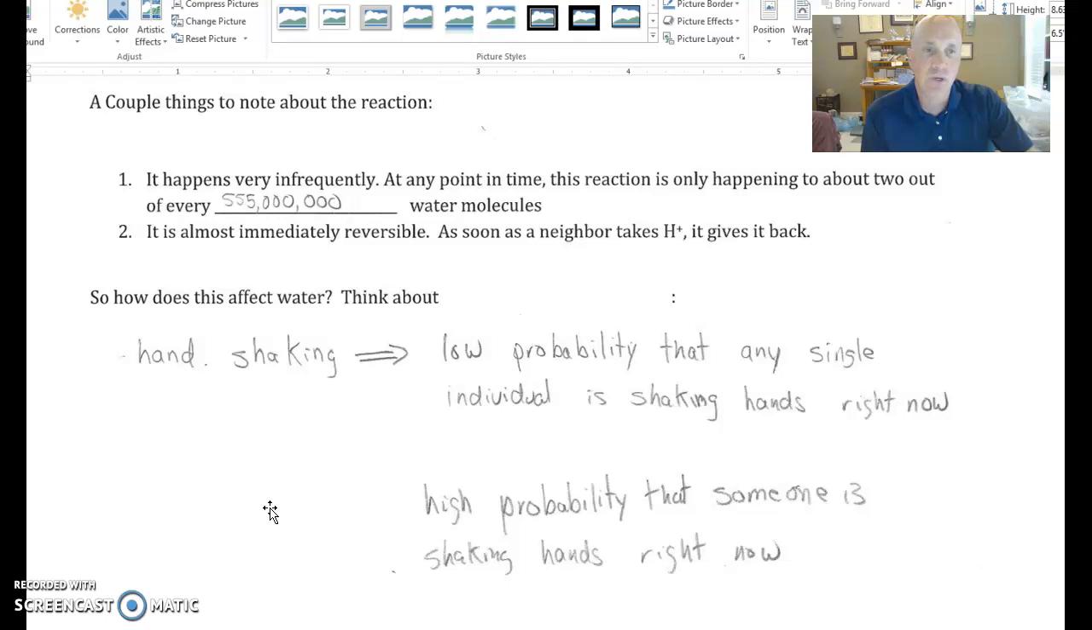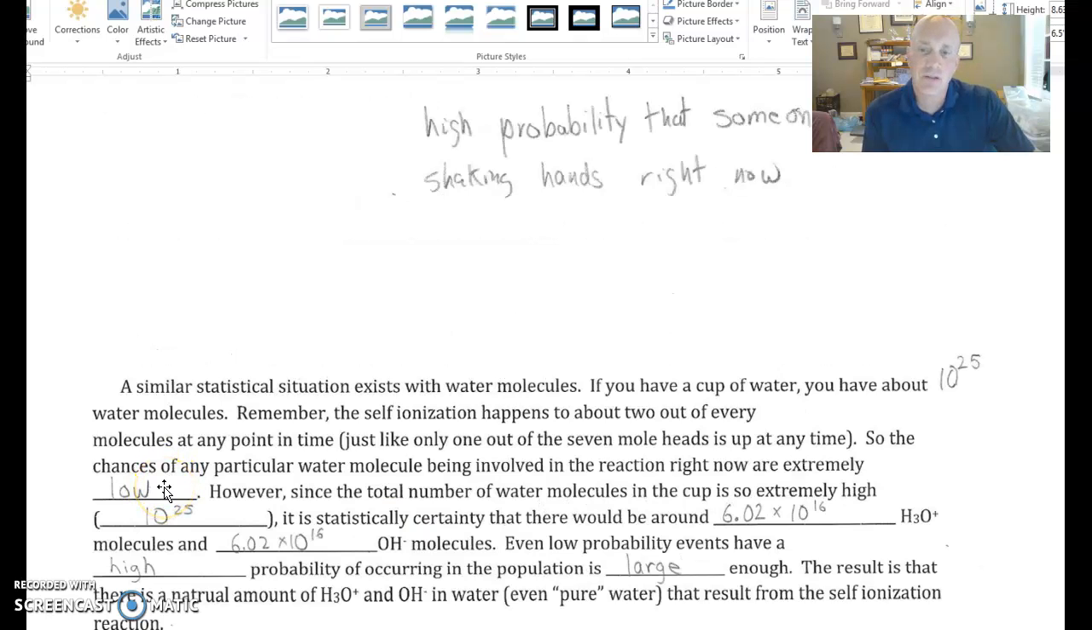All right. So if you have a population that's large enough, even if there's a low probability of any 2 people shaking hands right now, if you have a really large population, there is a high probability that at least somebody is doing it right now. So just statistically, the chances of any two people doing it are very low, but the chances of someone somewhere doing it right now is very high. Okay, so just think about two neighboring water molecules, like these two people standing next to each other.